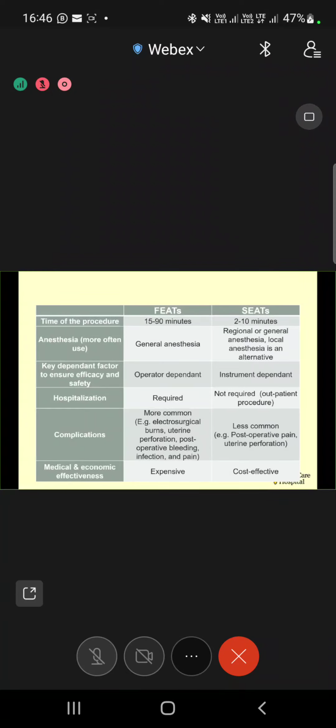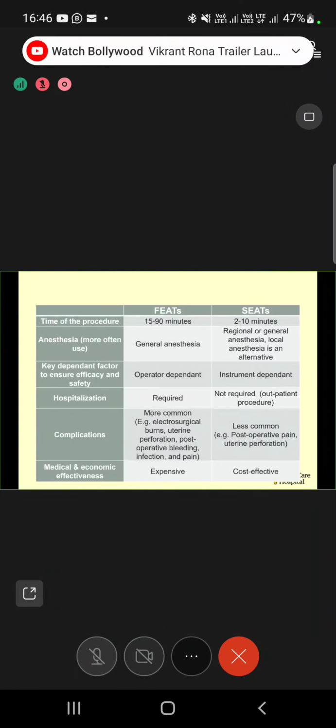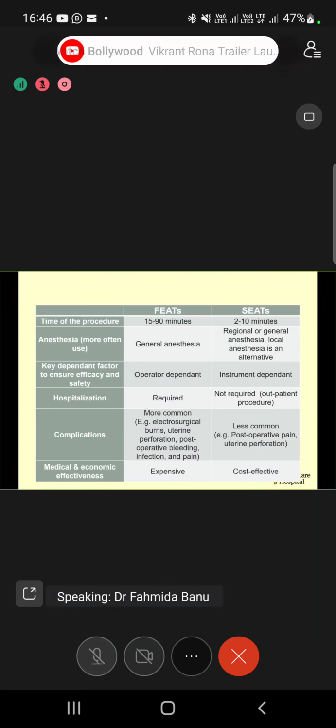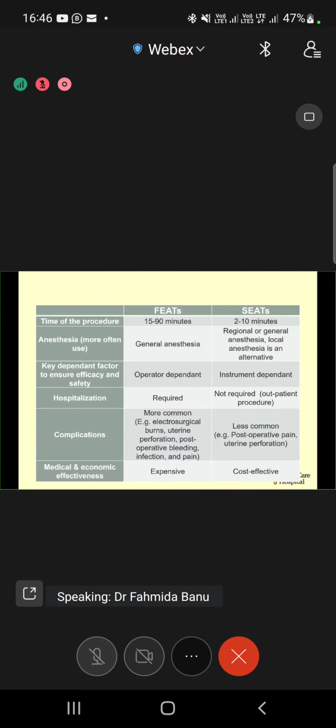Hysteroscopic operative procedures are more difficult to learn compared to laparoscopy because the cavity is small, and when you pass the current, there is a possibility of injury or perforation to the uterus and adjacent organs. But it is not difficult. Once you determine to do it, you can learn. To overcome this difficulty and a long learning curve, second generation endometrial ablation techniques have come, which are instrument dependent. Even beginners can perform them very safely, and the learning curve is very short.